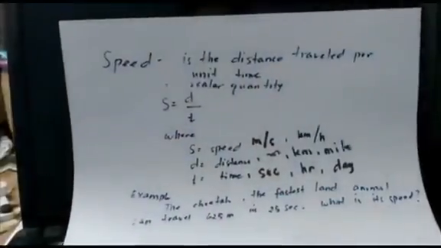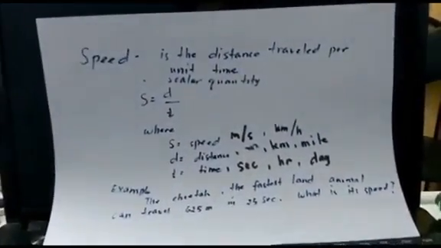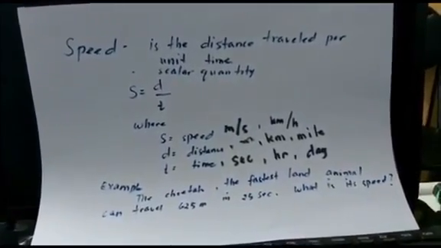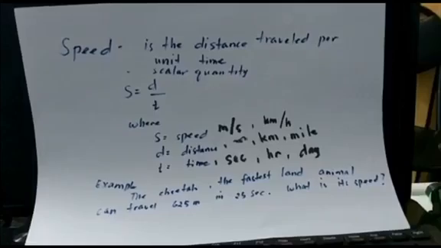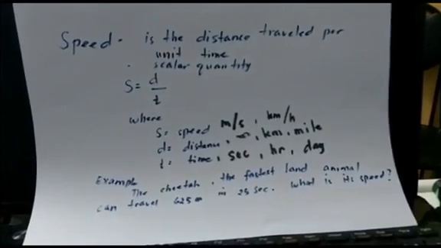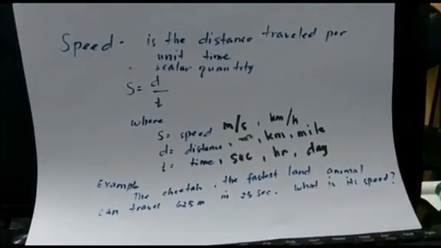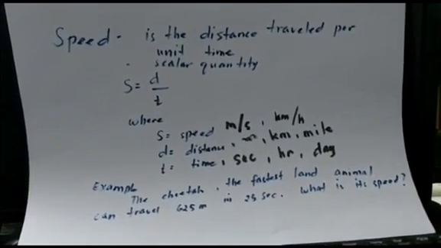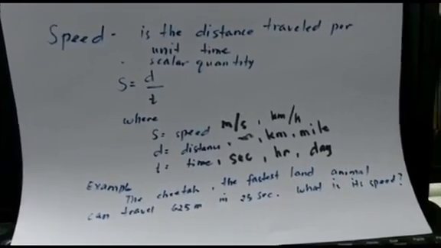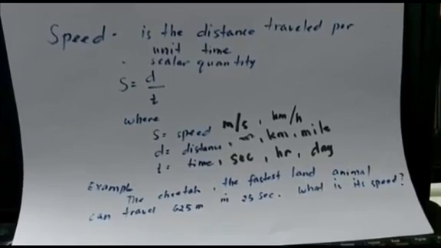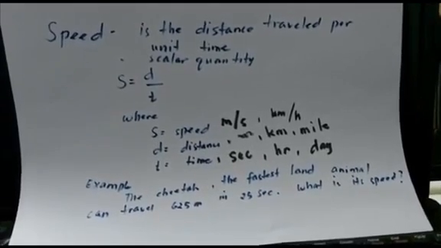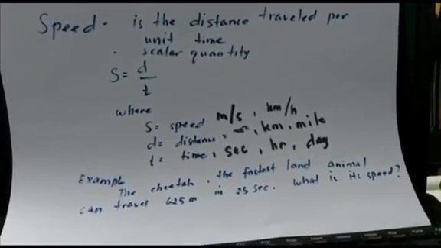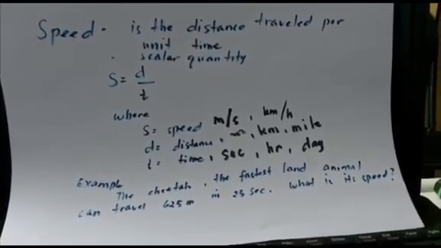So we define speed as the distance traveled per unit time. It is one of the basic concepts in describing motion. We said that speed is a scalar quantity. Mathematically, we can express speed as d over t, or s equals d over t, where s is the speed, d is the distance, and t is the time.